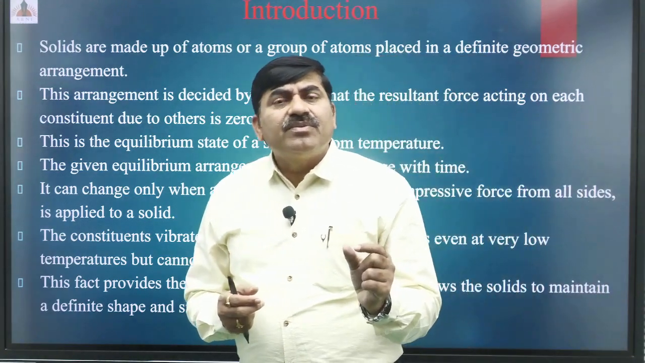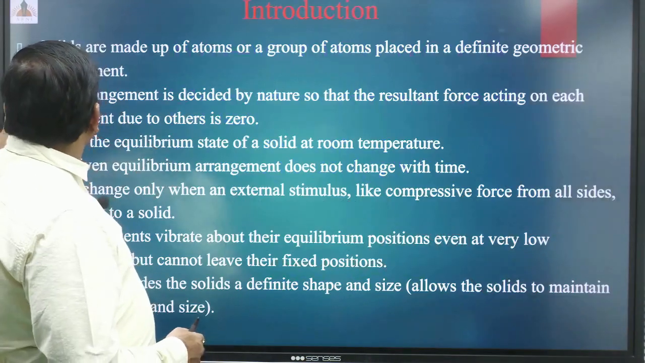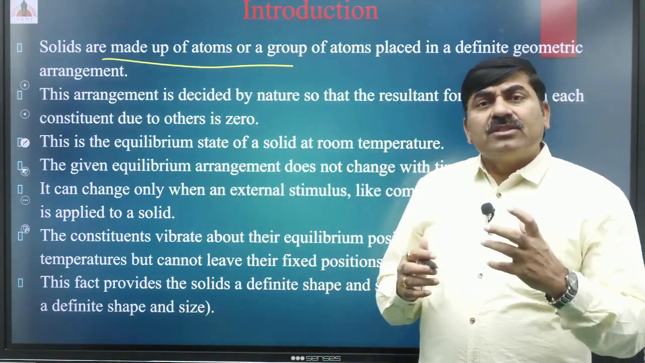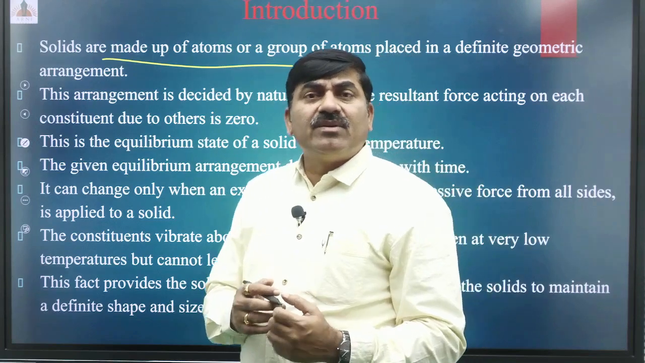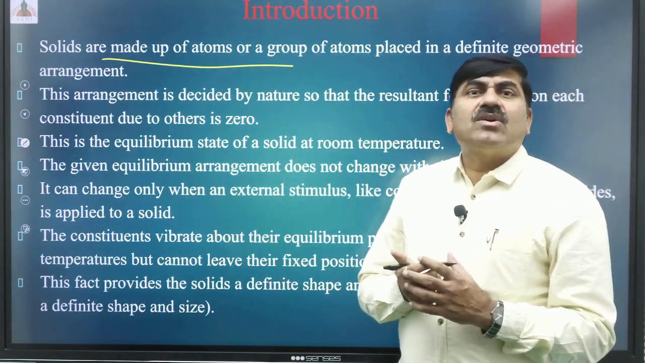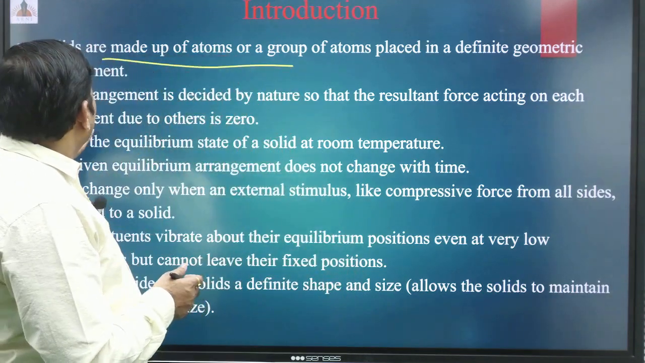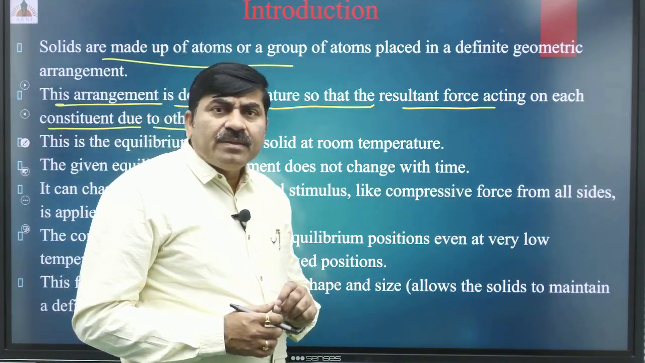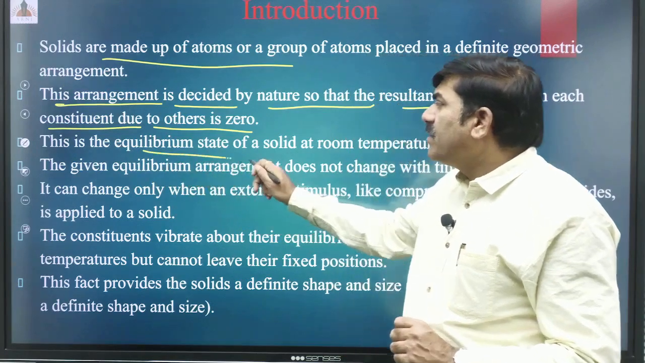Because solids are made up of particles which are tightly bound with each other. In this case, a solid is a group of atoms. When the solid substance is there, the atoms are tightly bound, and therefore whatever arrangement is there in the particles is fixed. Because of the internal restoring force in the solid substance, the particles are tightly bound. The arrangement is decided by nature, so that the resultant force acting on each constituent due to the others is 0. These particles are not applying any force to each other, and this is the equilibrium state of the solid.